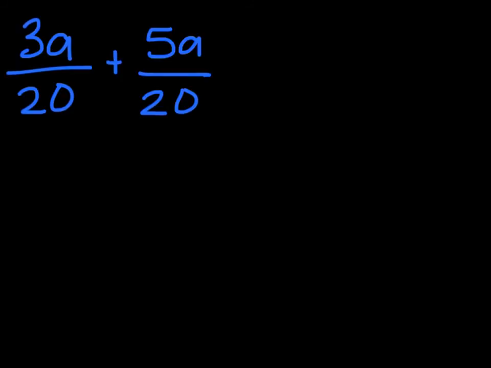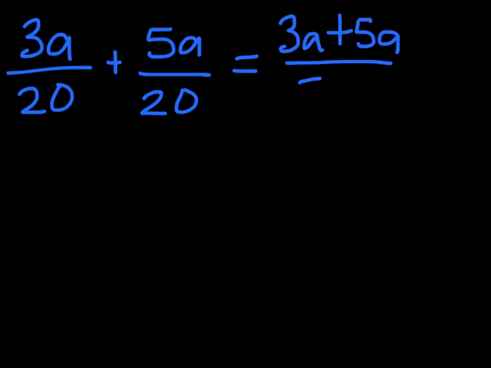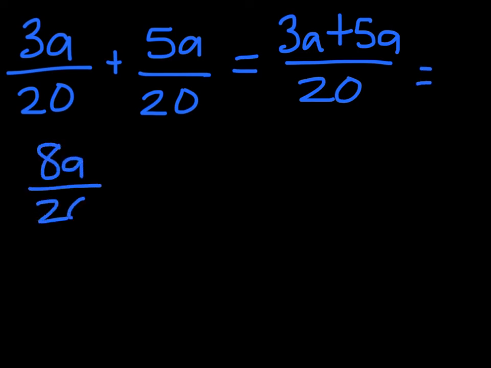The final concept in 5.2 is to simplify variable expressions. Here we have two variable expressions, 3a over 20 plus 5a over 20. We'll begin by adding these just like we'd add any other fraction. 3a plus 5a over 20. Now we add those together to get 8a over 20.